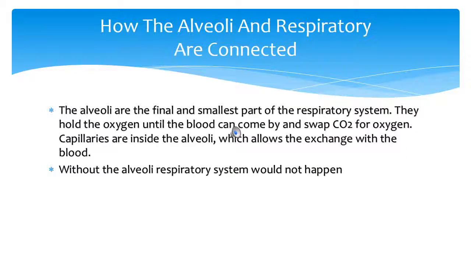How are the alveoli and respiratory system connected? The alveoli are the final and smallest part of the respiratory system. They hold the oxygen until the blood can come by and swap carbon dioxide for oxygen. Capillaries are inside the alveoli, which allows the exchange with the blood. Without the alveoli, the respiratory system would not function.